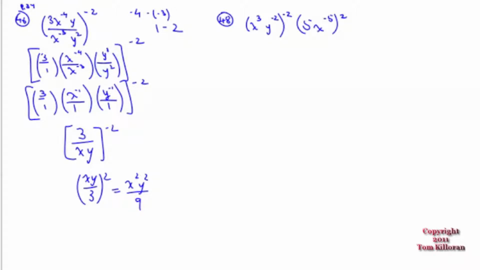How can I simplify x cubed y to the negative 2? That y to the negative 2, where does it belong? On the bottom. So rewrite this as x cubed over y squared, raised to the negative 2.